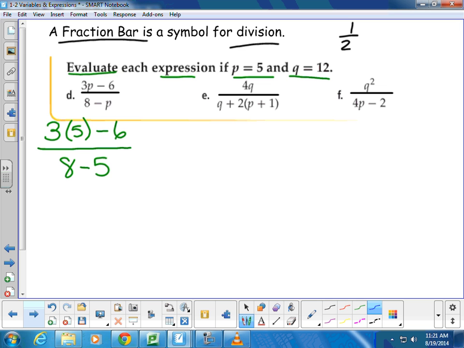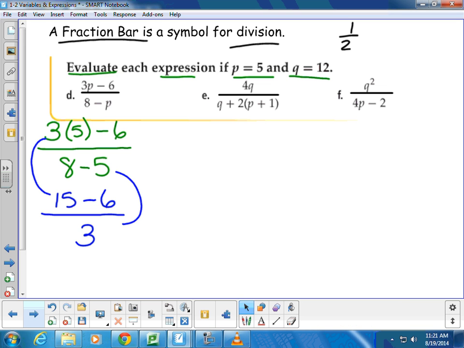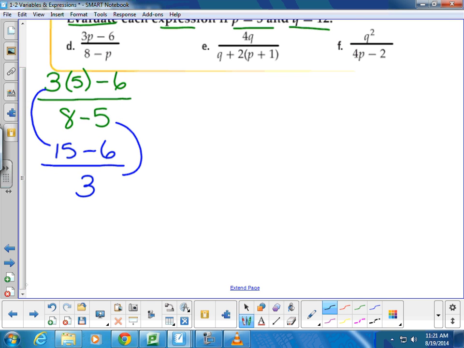So I have 3 times 5 is 15, and then that's minus 6 on the top, and then 8 minus 5 is 3. So I did left to right on the top, and I did the bottom. I'm working them out kind of as separate expressions until I can work with both of them. And 15 minus 6 I know is 9, and 3 is alone on the bottom. So now I'm at that division spot, and I know 9 divided by 3 is 3.